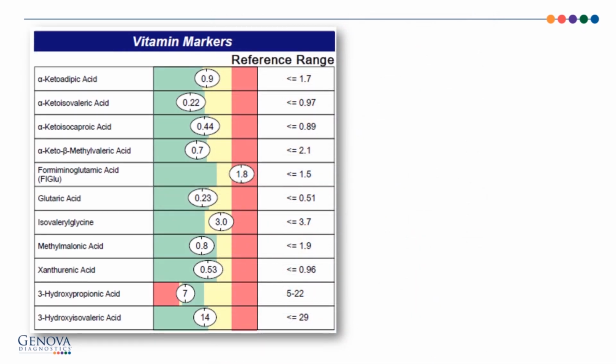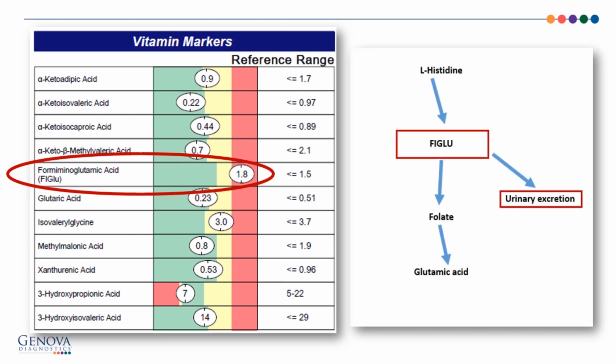I mentioned on the previous page that under vitamin markers we had an elevation. Here it is, the formiminoglutamic acid, or FIGLU. You can see it's at 1.8. This is a great illustration of what we mean by a functional recommendation. Formiminoglutamic acid comes from L-histidine, which is an amino acid. So there is the conversion of L-histidine to FIGLU, and then the breakdown of FIGLU via the cofactor of folate. But if folate functionally is inadequate, then we'll have a buildup of FIGLU, which will lead to greater urinary excretion. So a high finding in the urine for formiminoglutamic acid tells us that there's a functional need for folate.